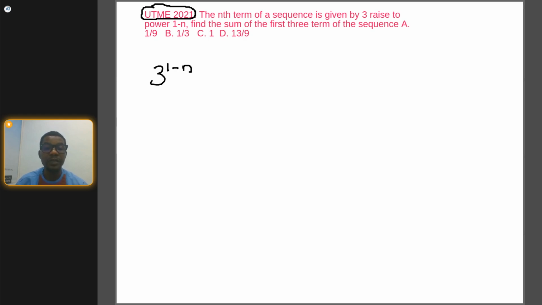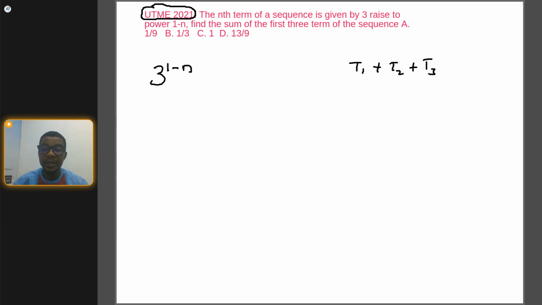Find the sum of the first 3 terms. So we are asked to find the sum of the first 3 terms. It means find T1 plus T2 plus T3. That's what we're asked to find. I believe that's clear to us. We need to find the sum by adding them together.